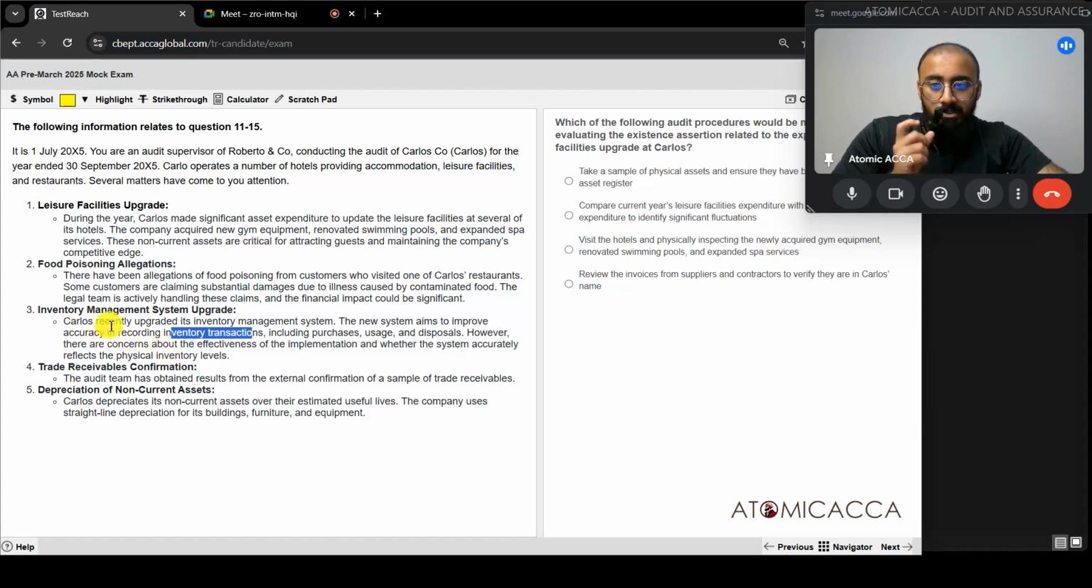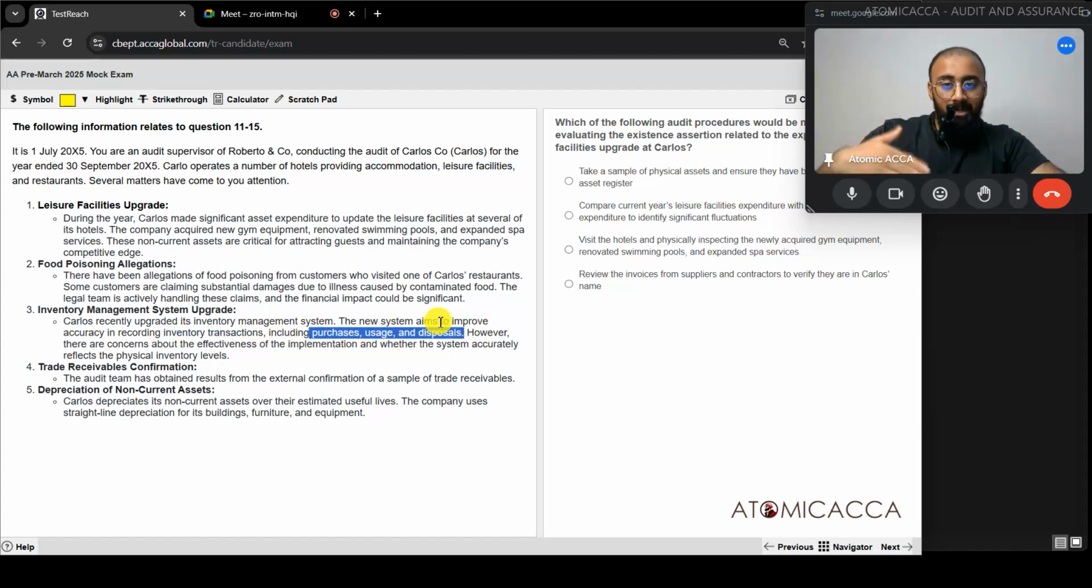Okay, that is about valuing inventory transactions, including the purchases, usage, and disposal. That means when some items are coming in, items are being sold out, items are being used, everything will be accurately recorded by this new system. However, there are concerns about the effectiveness of the implementation, meaning that the new system has just come into existence in the company. So it is yet to be operating properly.